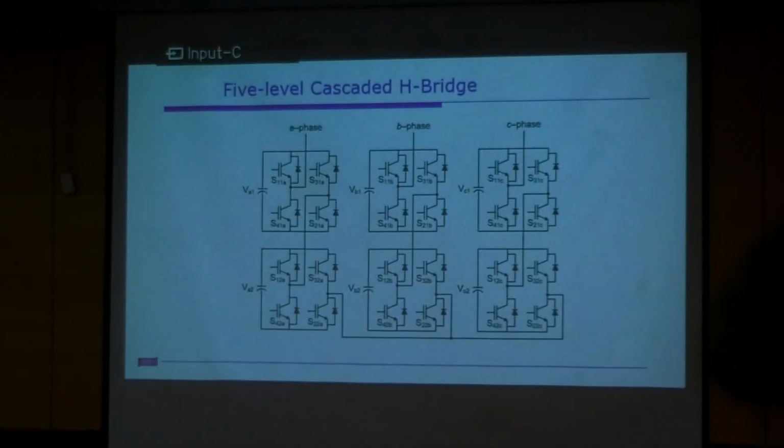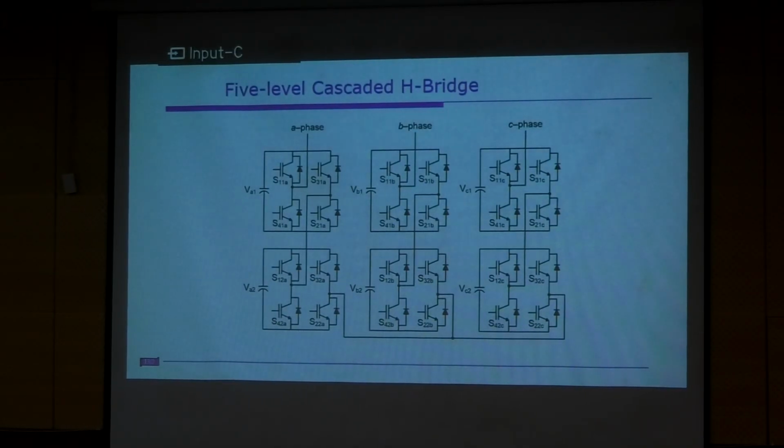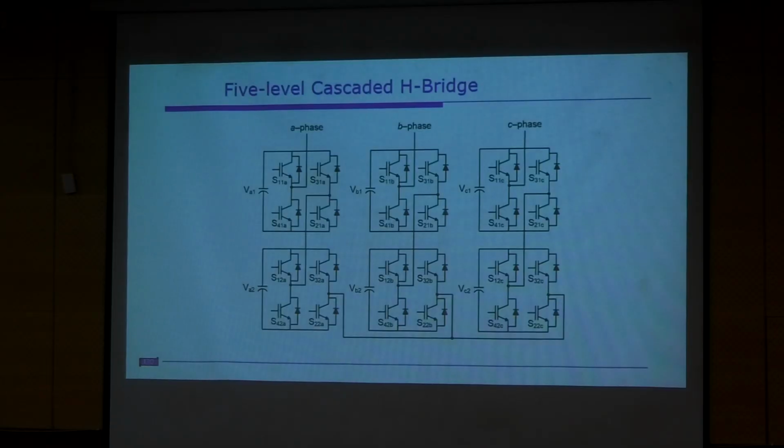If you see this cascade H bridge, as we discussed, each phase needs to be controlled separately. That means A phase, B phase and C phase each have a separate modulating signal and carrier signal. First, A phase: how many switches are there? Each H bridge has 4 switches, so there are 8 switches in A phase. This is 4 here and another 4 here.